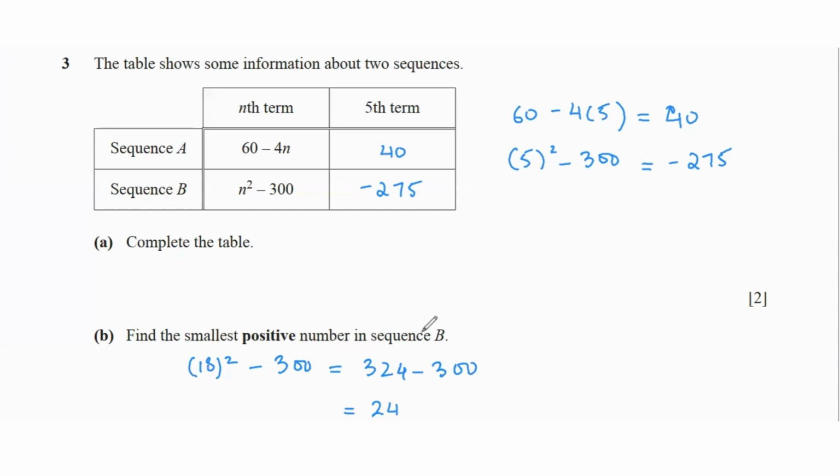If we keep on increasing the value of n, our value of the positive number in the sequence will also keep on increasing, because 19 squared is obviously going to be greater than 18 squared. And if we subtract 300 from 19 squared, we will get a greater positive number. Hence, the smallest positive number in sequence B is 24.